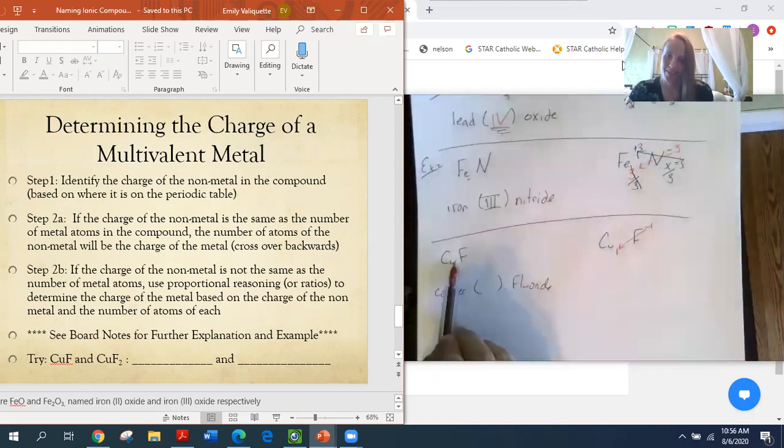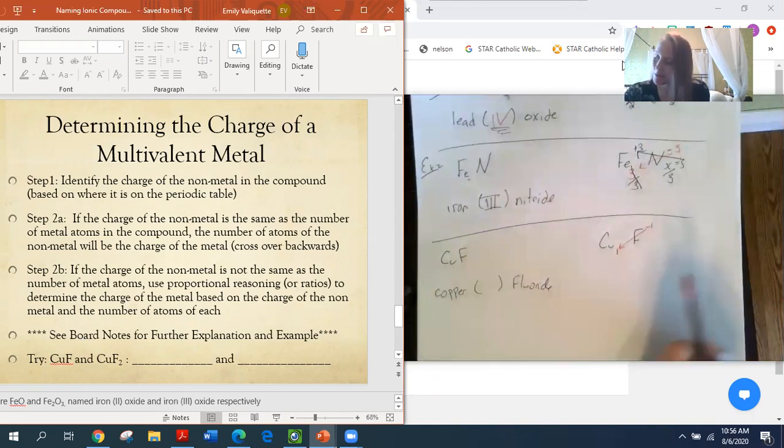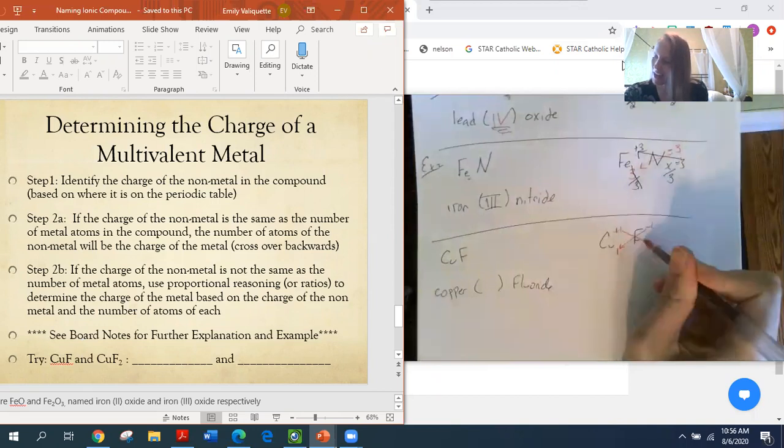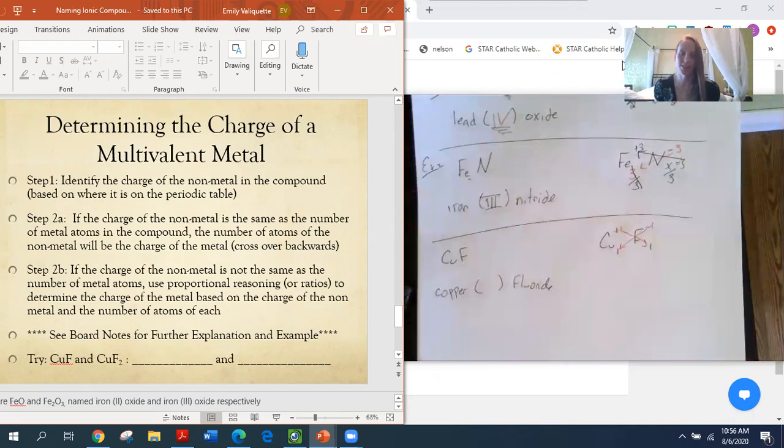There's nothing there. That's normal. We don't bother writing in a 1, which means that copper must have also had a 1 because nothing is being canceled out here. We are just not writing in our 1s. So this must be copper 1 fluoride.